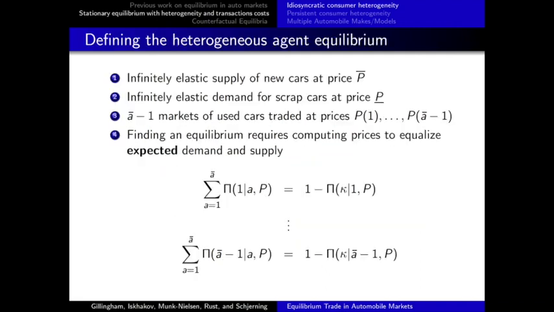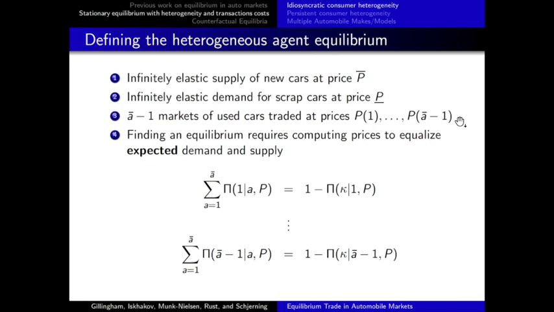Okay, so let's move on to defining the heterogeneous agent equilibrium. Again, we assume an infinitely elastic supply of new vehicles at price P. We define an infinitely elastic demand for scrap at price P under bar. So that's like before. There are a bar minus one markets, giving equally many prices.